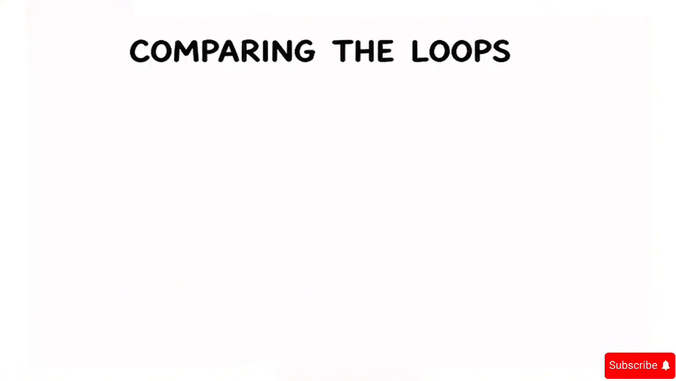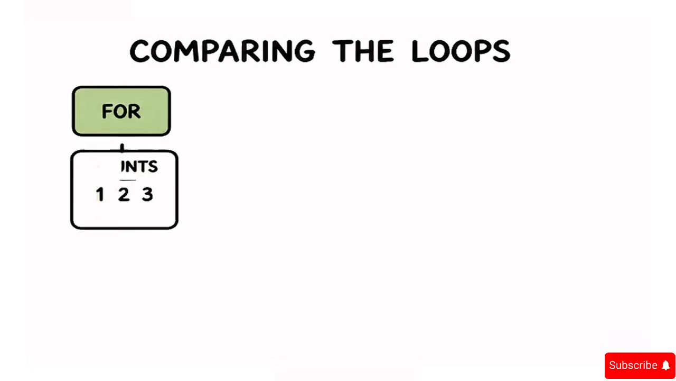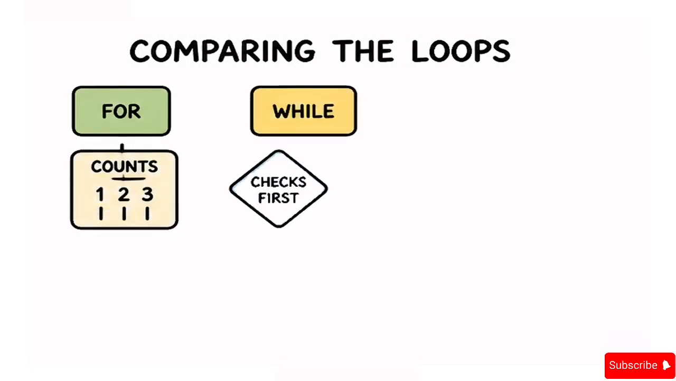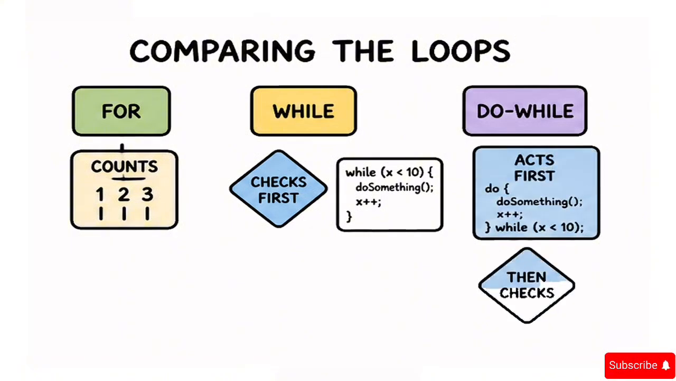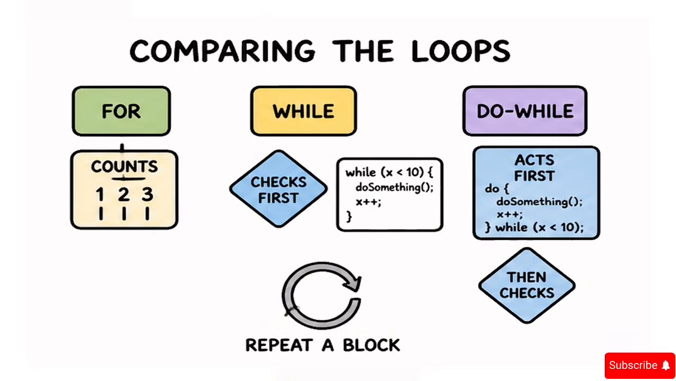Let's compare them side by side. The for loop counts. The while loop checks first. The do-while loop acts first, then checks. Each one fits a different situation, but all 3 repeat a block of code.